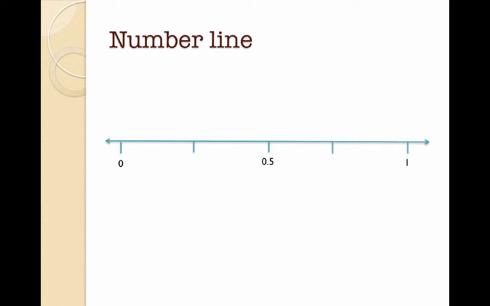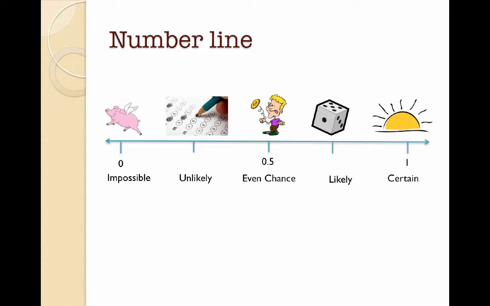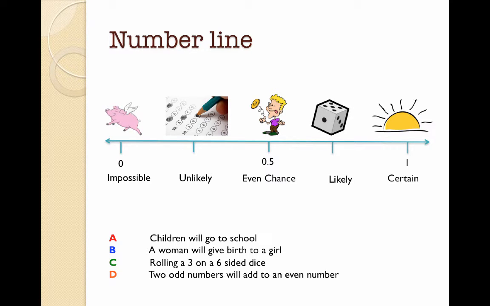If we were to put these events on a number line, then the impossible event would be 0 and the certain event would be 1. Every other event that happens in between those is going to be something between 0 and 1 on that number line. Let's take a look at 4 events, 4 things that can happen, and put them on the number line in roughly the right space.